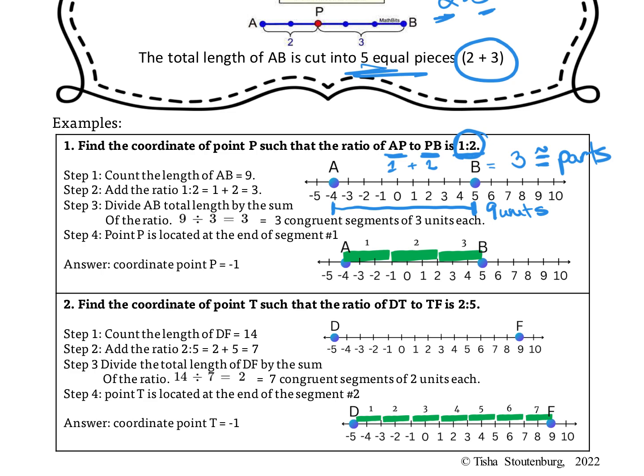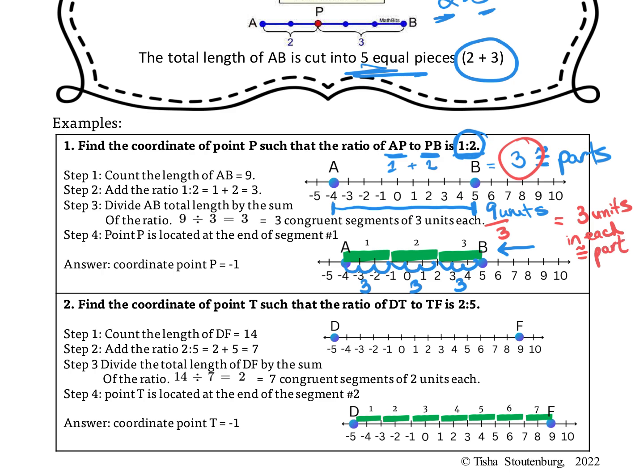Okay, so I have it diagrammed here in the green, but the question is, how did I know that each piece was 3 units long? And I got that by dividing the total length by the number of parts. That told me that there were 3 units in each congruent part.